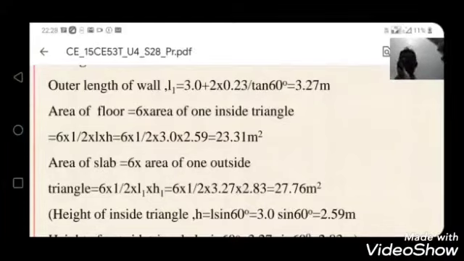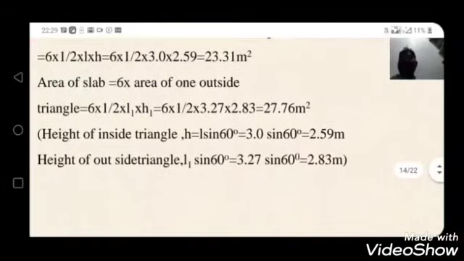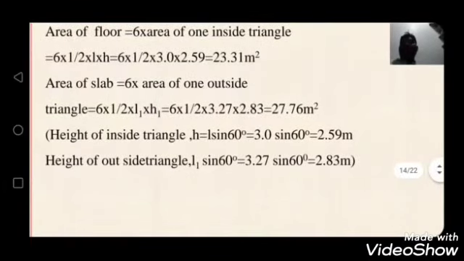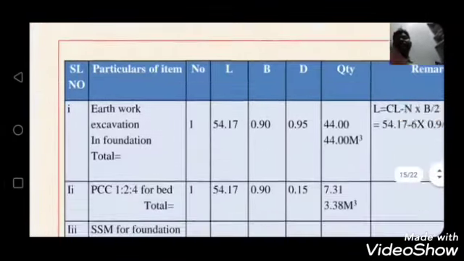2.59 is equal to 23.31 meter square. Area of slab is 6 into area of one outside triangle, 6 into half into L1 into H1. L1 is 3.27 and H1 is 2.843. 6 into half into 3.27 into 2.83 is equal to 27.76 meter square. Height of inside triangle H is equal to L sin 60 degree, 3 into sin 60 degree, 2.59 meters. Height of outside triangle is L1 sin 60 degree, 3.27 sin 60 degree, 2.83 meter.